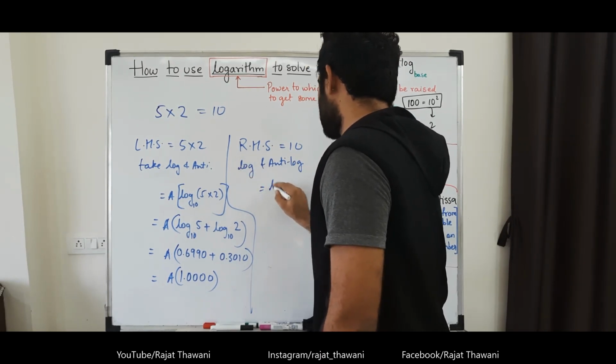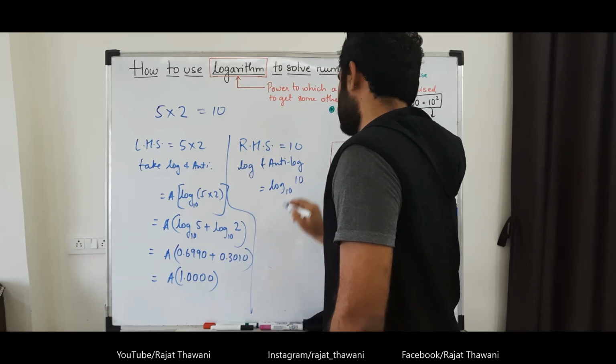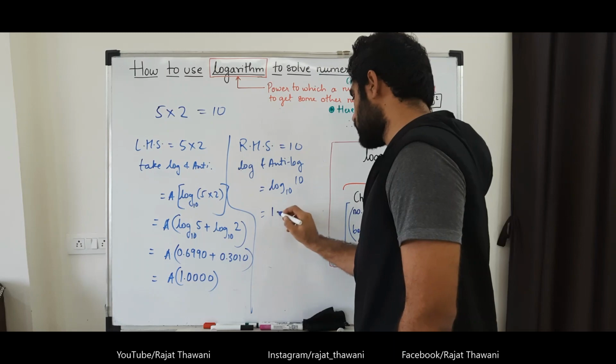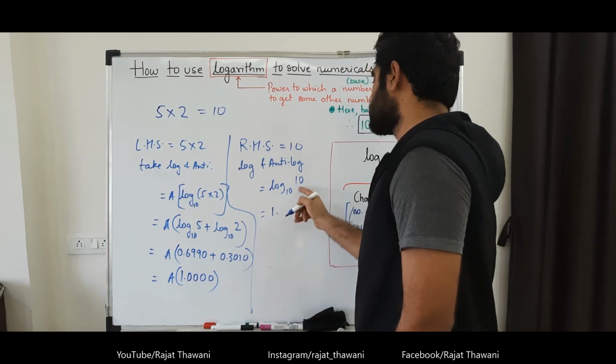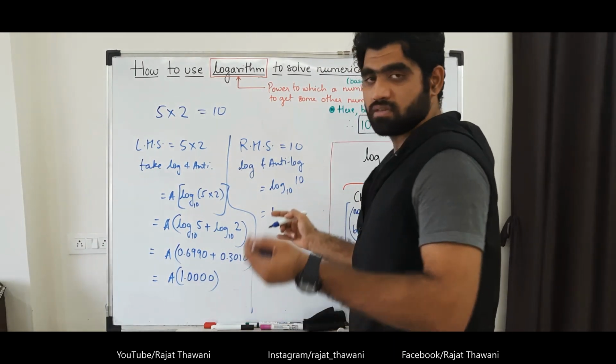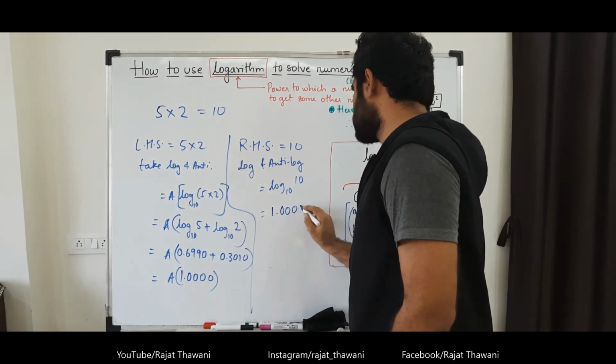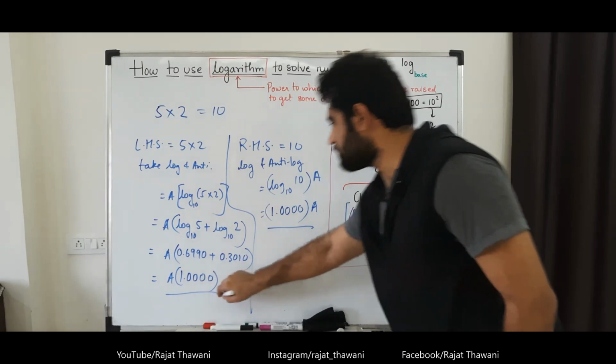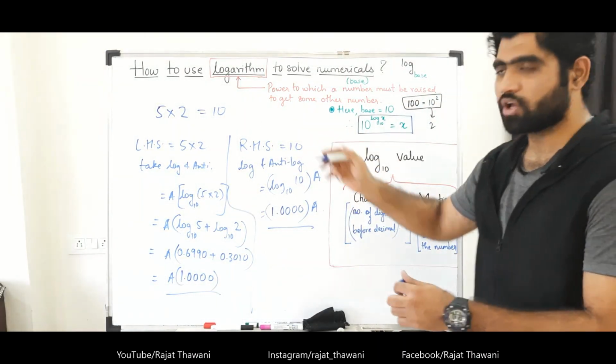Therefore, it will be equal to log to the base 10 of 10. Now, what is log of 10? The characteristic is 1, so 1 point 0, 0, 0, 0. So this is nothing but your antilog. See? This and this are equal, therefore LHS is equal to RHS. So the first law is proved.